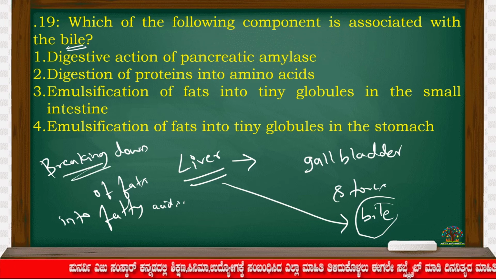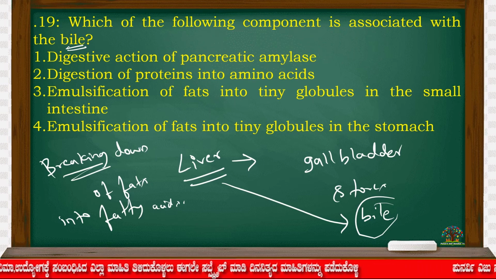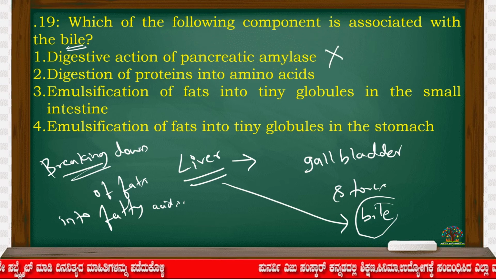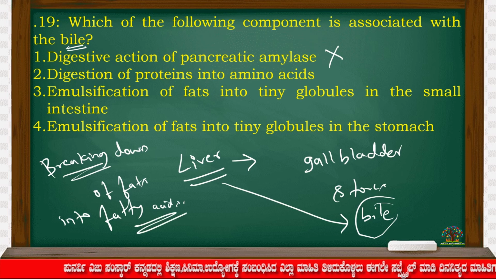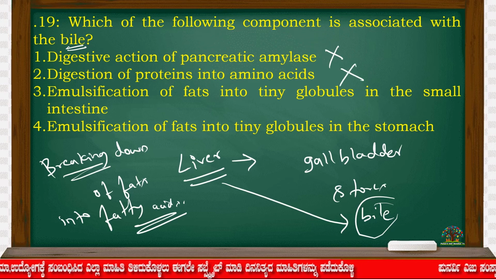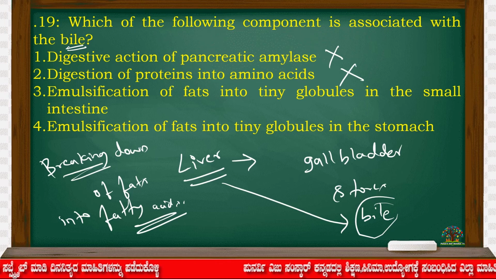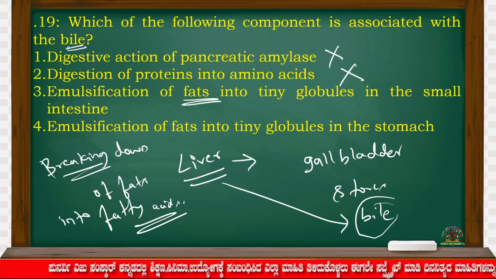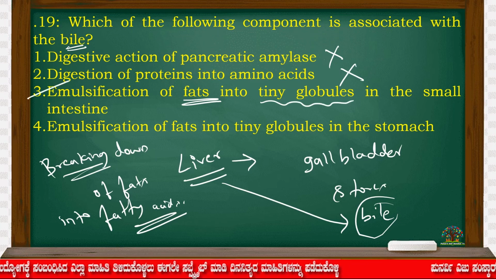So now looking into the options, option number 1 says digestive action of the pancreatic amylase. So this is not the correct answer. Option number 2, digestion of proteins into amino acids. As we just saw the function, it helps in the process of fats, not proteins. So the protein breakdown doesn't happen just because of the bile juice. Option number 3, emulsification of fats into tiny globules in the small intestine. The meaning of this statement is that the fats are broken down into smaller pieces in the small intestine, and this is the correct answer.